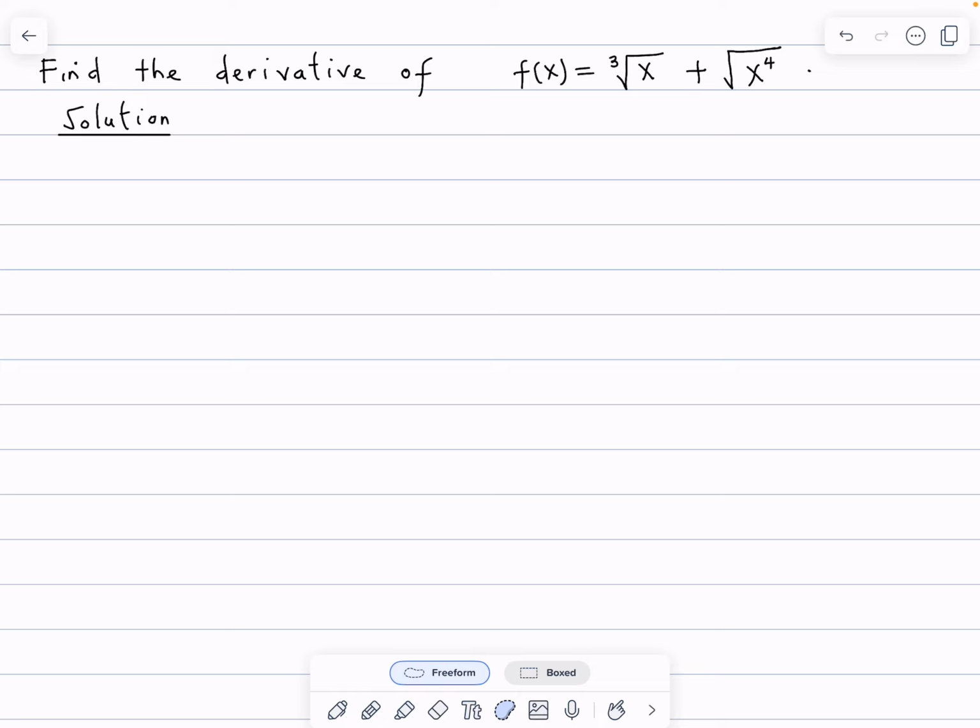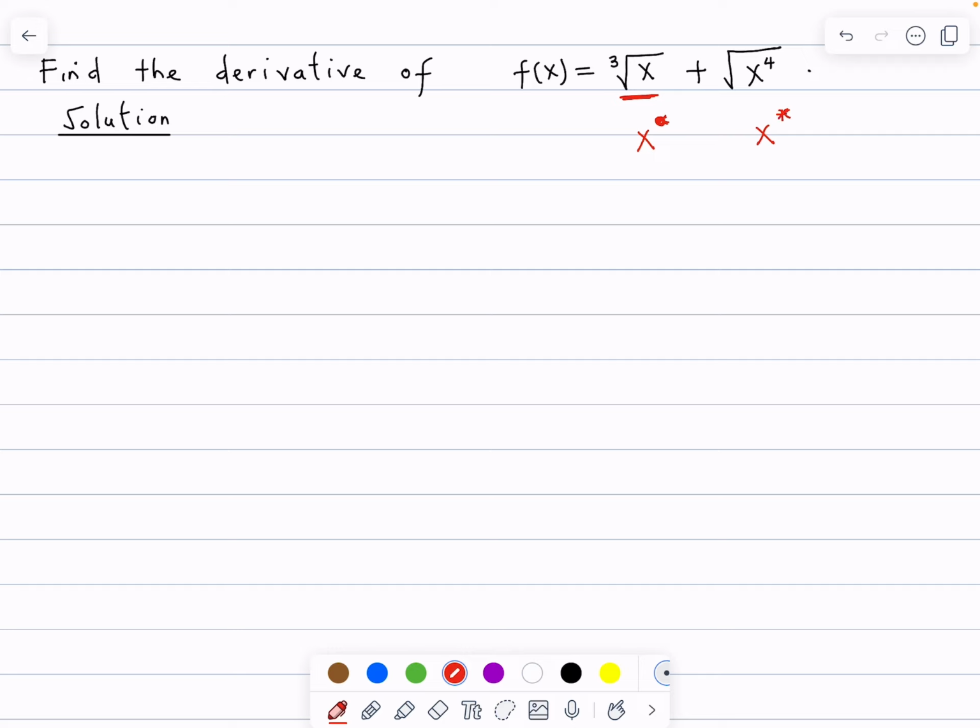One thing, if you want to find the derivative of a function like this, is to write each of the terms in the form x to the power of something. And this term also has x to the power of something. And why do I want to do this? So that I can apply the power rule.